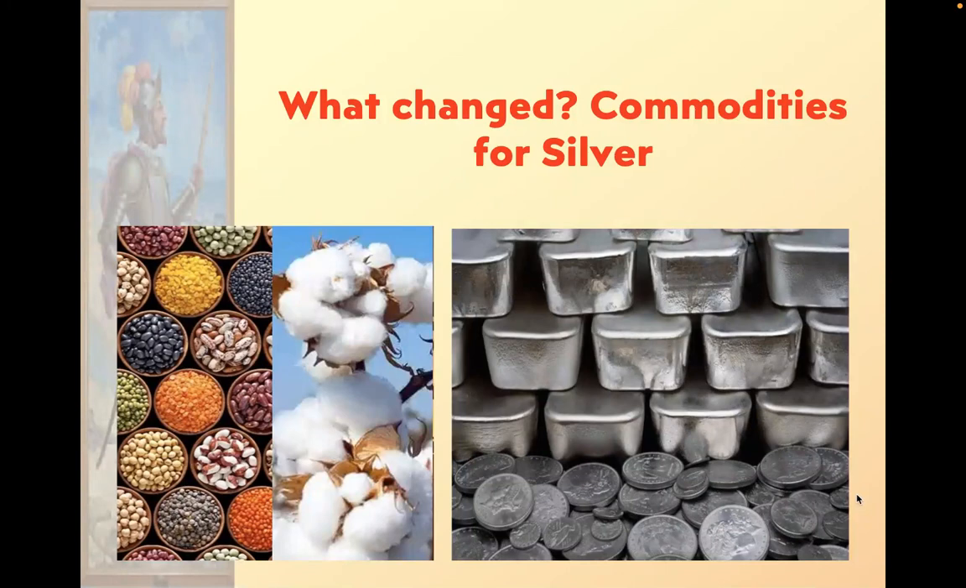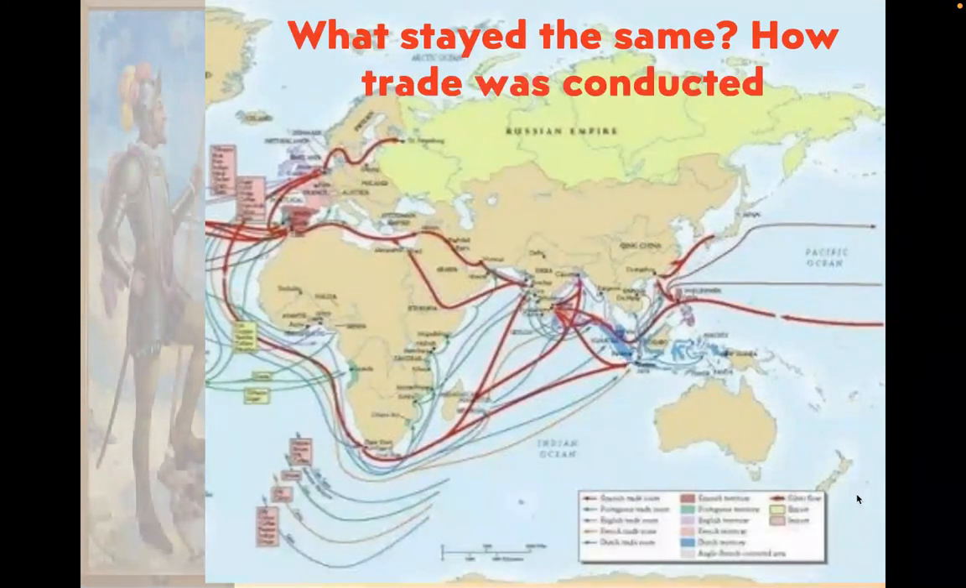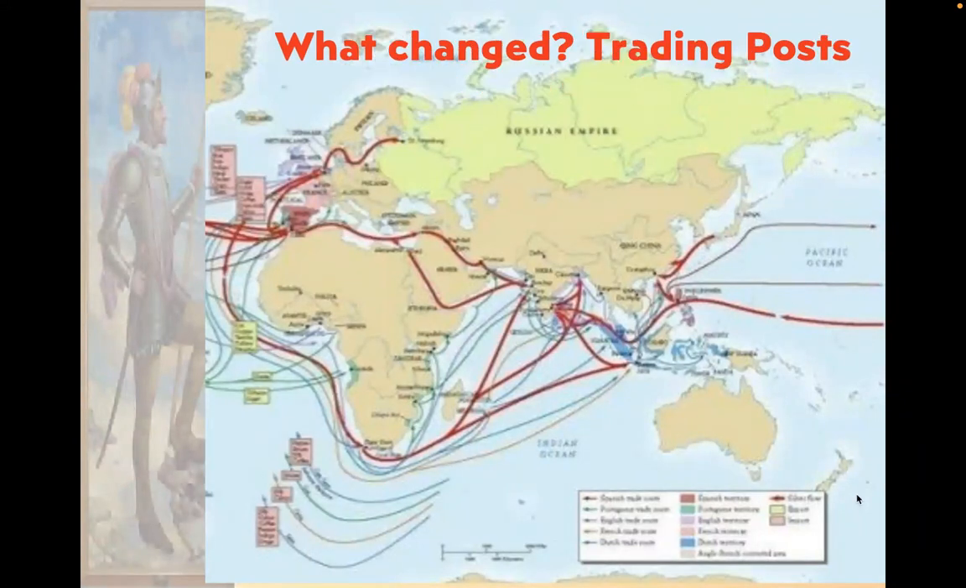Okay, so what we're seeing is that instead of gold for commodities or commodities for commodities, the barter, now we're seeing silver being the main way of getting these commodities. So when we specifically look at continuity and changes in the Eastern Hemisphere, okay, what stayed the same? How trade was conducted. I mean, we still see middlemen carrying finished goods between entrepôt cities, even though the Europeans showed up and made their own trading posts within these cities. It's still the same trade relationship that we have looked at before.